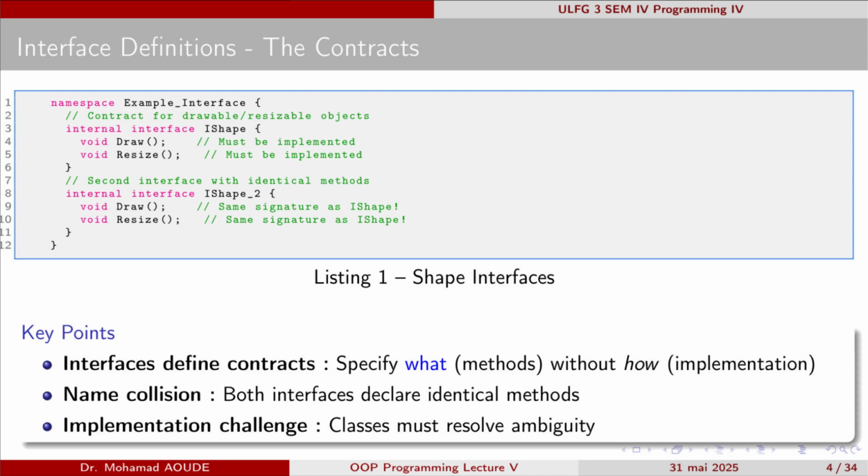Alright, let's look at our first piece of code. Here we define two interfaces, IShape and IShape2. Internal interface IShape declares two methods, void Draw and void Resize. Any class that wants to be an IShape must provide an implementation for these two methods. Think of an interface as a contract. Internal interface IShape2, interestingly, also declares void Draw and void Resize. The key point here is the name collision. Both interfaces have methods with the exact same signatures. This presents a challenge. If a class implements both, how does it distinguish which Draw or Resize it's implementing, or can it provide different implementations for each? This is where the concept of explicit implementation will become very important.